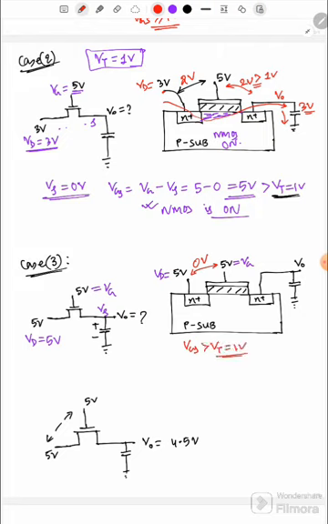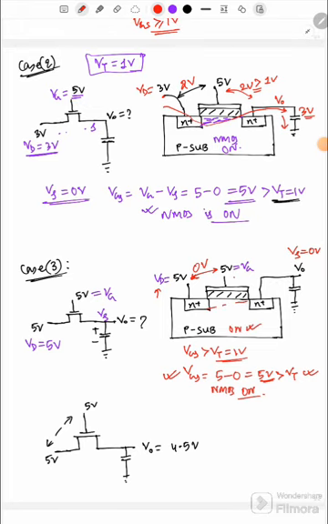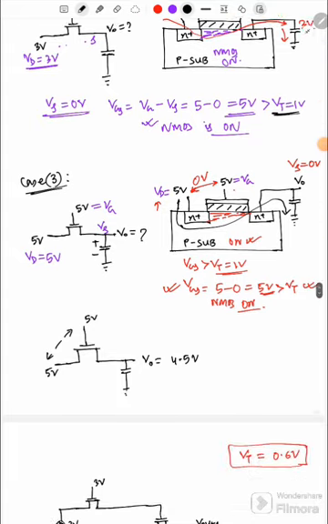Here VT is 1 volt. So here will the MOSFET be on if this is source? No. So we have to consider it as source, and here how much is source? 0 volt, right? That means VGS initially is 5 volt minus 0 volt equal to 5 volt, greater than VT. So NMOS on initially. Now this is the initial case when this is equal to 0 volt, capacitor is discharged, NMOS on. So there will be some path between these two, and current will start flowing through NMOS to the capacitor, and the capacitor will be getting charged.